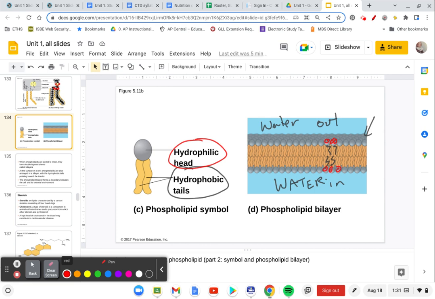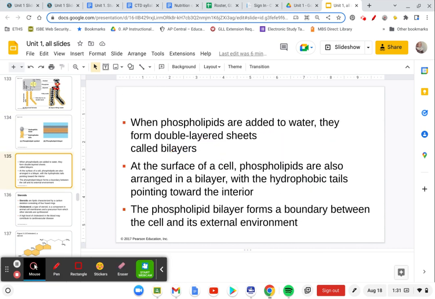Okay. So long story short, this creates a unique situation because cell membranes can keep things out because of the hydrophilic and hydrophobic interactions. But cell membranes work to only let certain things through. And we're going to talk more about cell membranes in Unit 2 and how they do that. So when phospholipids are added to water, they form double layers called bilayers. At the surface, phospholipid is arranged into a bilayer.